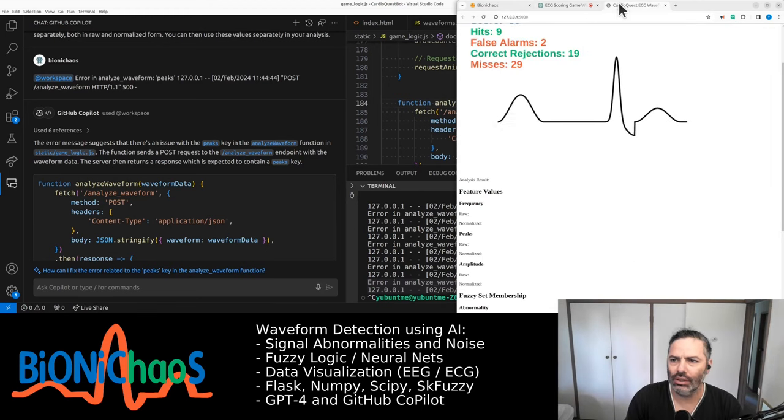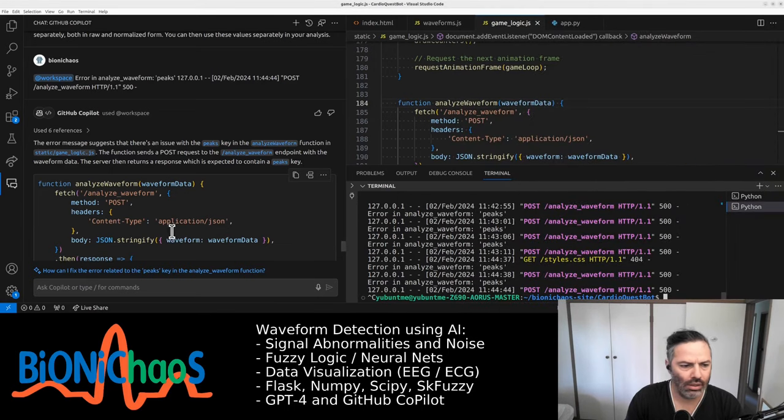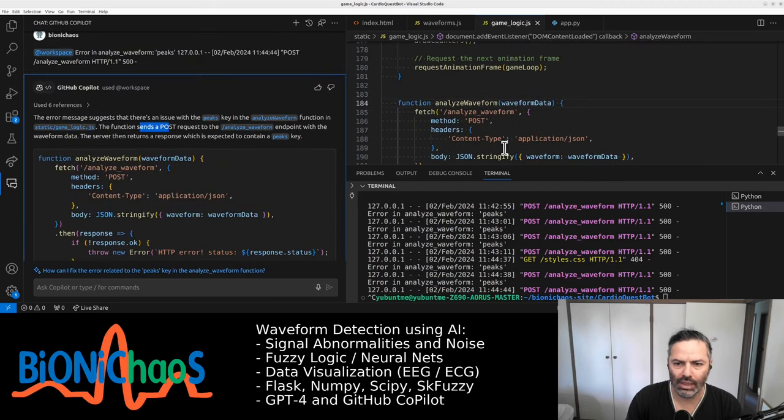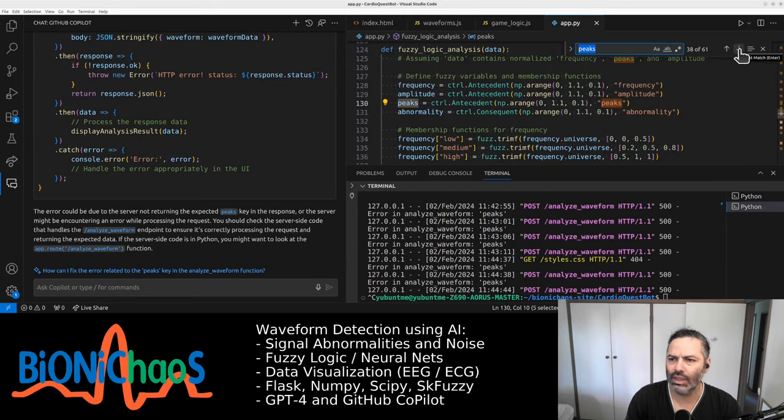To still solve this problem, technical issue. So in the analyze waveform function in our game logic JavaScript, we send the POST request, that's correct. The 61 peaks. How about all words? There's still 25.